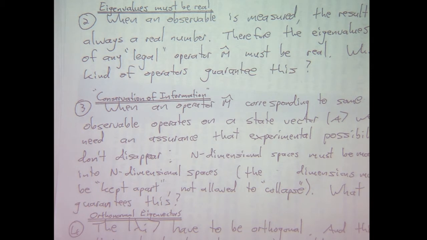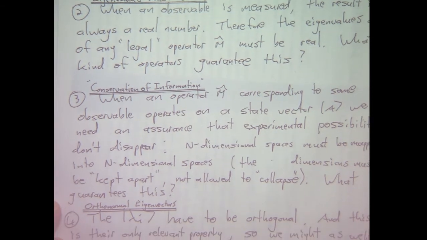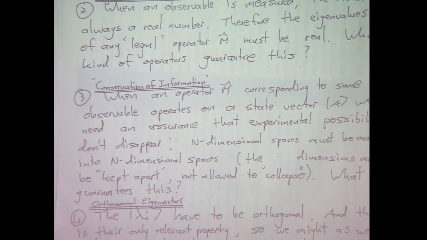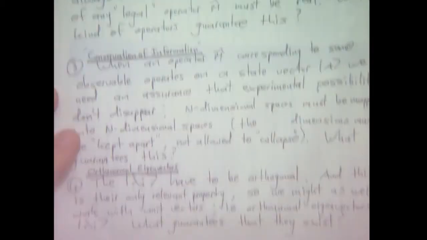Conservation of information? No, linear algebra. Isomorphism. What guarantees it? The kernel is zero. The dimension of the kernel is zero. Right. And then it has to be invertible. So the matrix representing the operator has to be invertible. And then no vector should be mapped to zero, other than the zero vector. Then it's one-to-one and onto, right? So isomorphism.